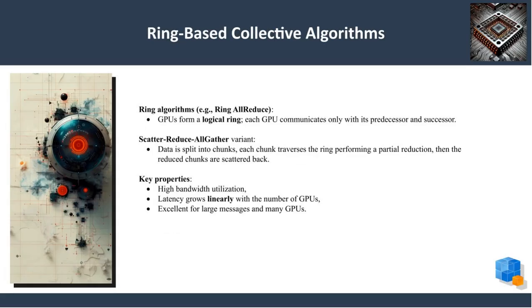Ring-based collective algorithms, like ring all-reduce, form a logical ring where each graphics processing unit communicates with its neighbors. The scatter-reduce-all-gather variant splits data into chunks for partial reduction. This approach offers high bandwidth utilization, with latency increasing linearly with more graphics processing units, making it ideal for large messages and numerous graphics processing units.